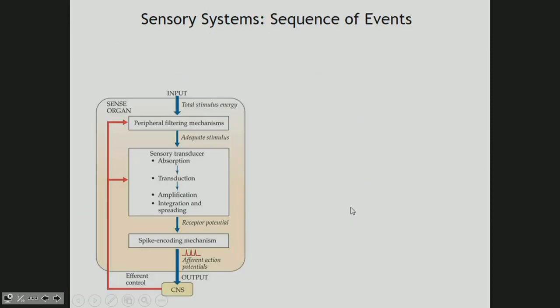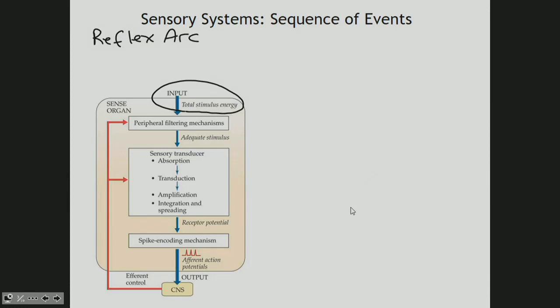So if you think about a sequence of events that happens with sensory systems, there's an input here, which is your total energy stimulus. So this is what's going to happen. We call this whole thing a reflex arc, what I'm going to draw, or what's going to pop up.